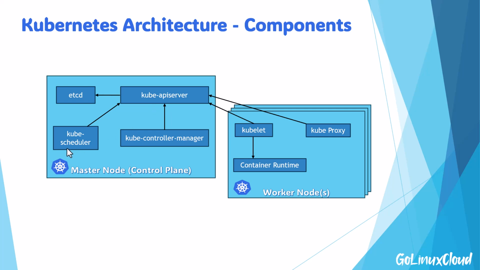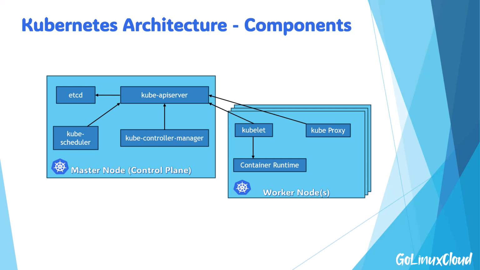Next is the scheduler. The scheduler is responsible for deciding which worker node will run a new pod. So whenever you deploy a pod, or whenever a pod crashes and a new pod is coming up, the job of the scheduler is to find the most adequate and available worker node where those pods can be deployed. It evaluates multiple parameters such as CPU, memory, taints, tolerations, node selectors, etc. Based on all these variables, it makes a decision that pod A should be deployed on worker node A.